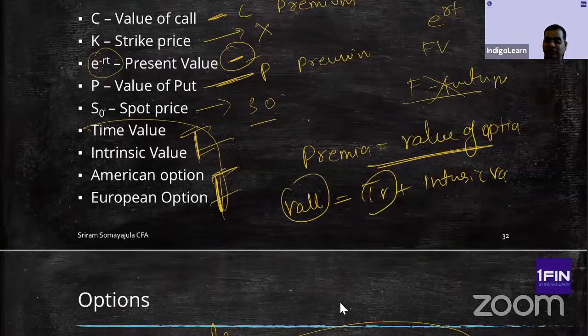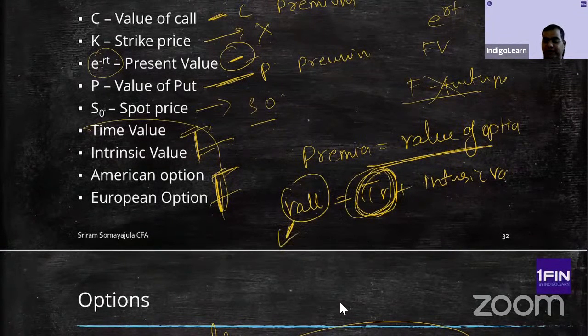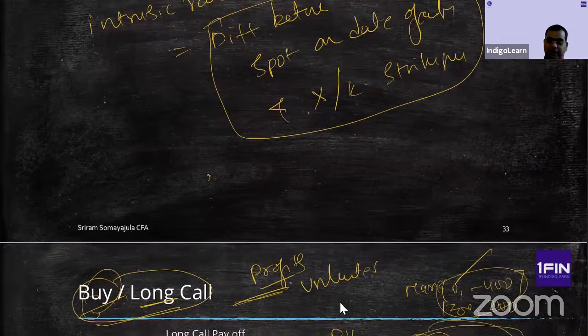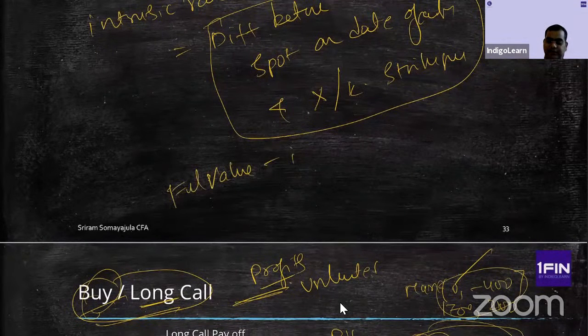So time value is actually a derived number. Total value you can arrive at. Intrinsic value is purely the differential between the spot on the date of entering into the contract and the strike price on the date of the contract. The difference, total option premium minus intrinsic value, is your time value. Full value minus intrinsic value is equal to time value.